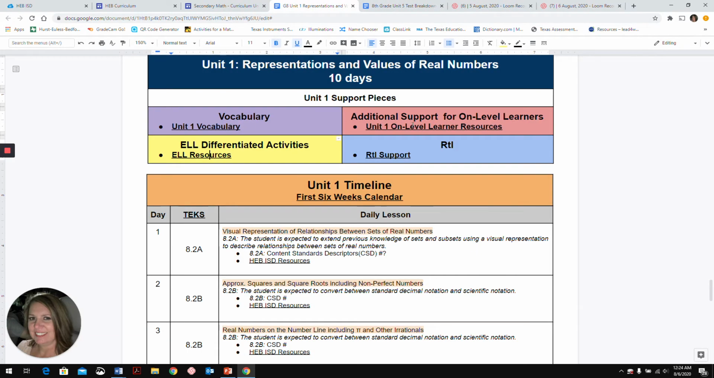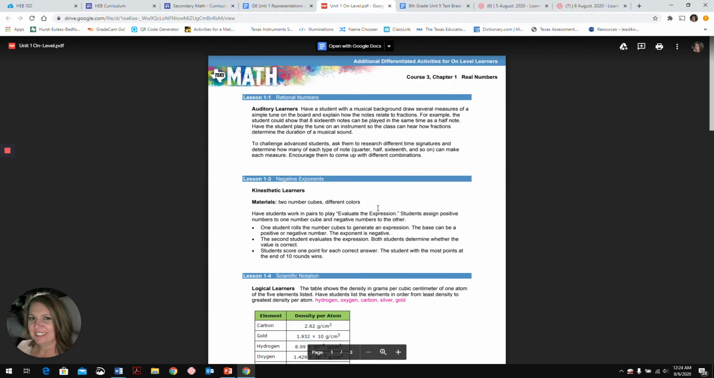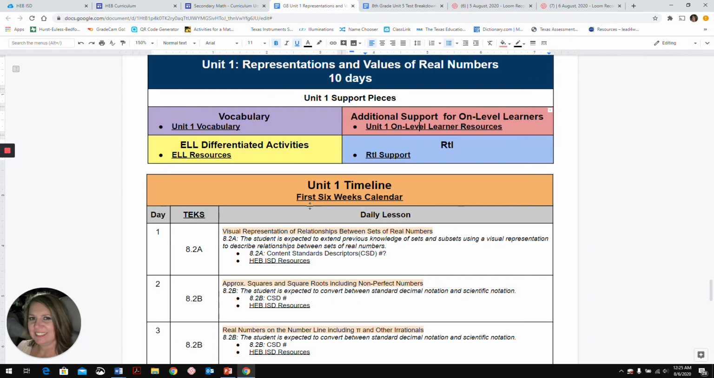Also from McGraw-Hill, we have this additional support for on-level learners. You'll see some different activities for different learning styles, such as auditory learners or kinesthetic learners. There are some great ideas here, and you might not use an activity exactly as it is written, but it may spark an idea that you will use to create a really great activity for some of those students.